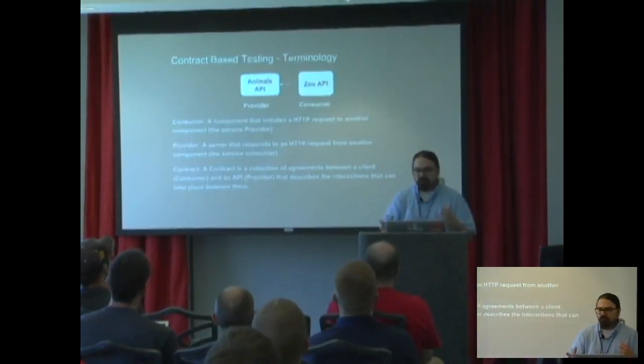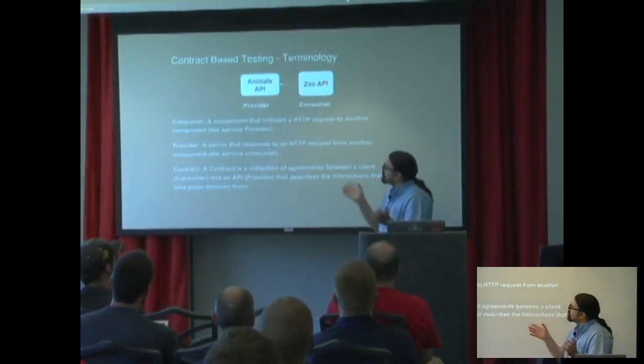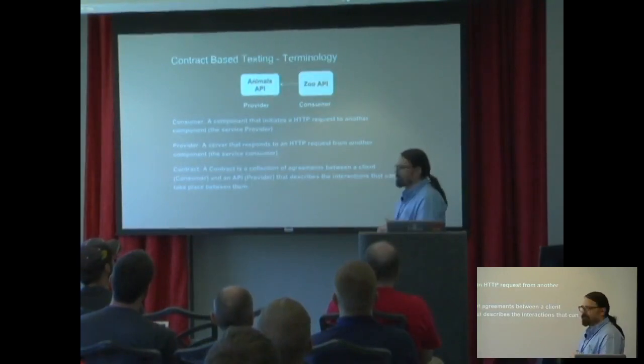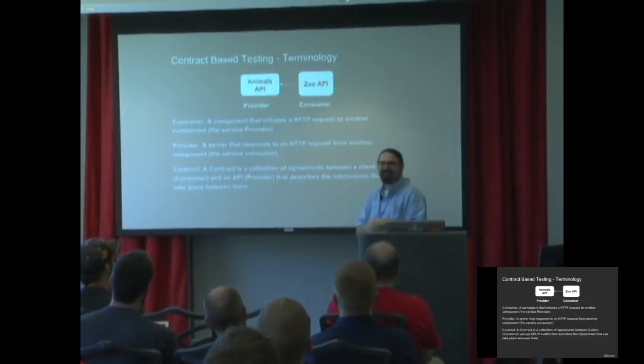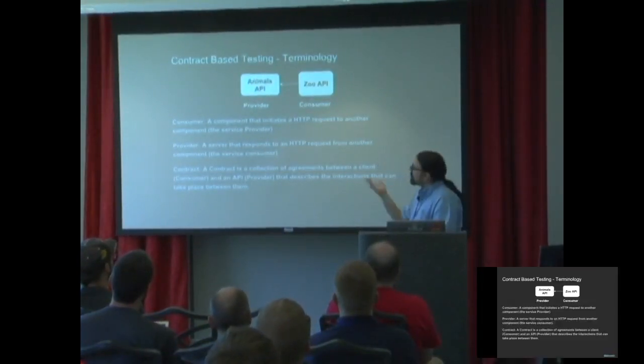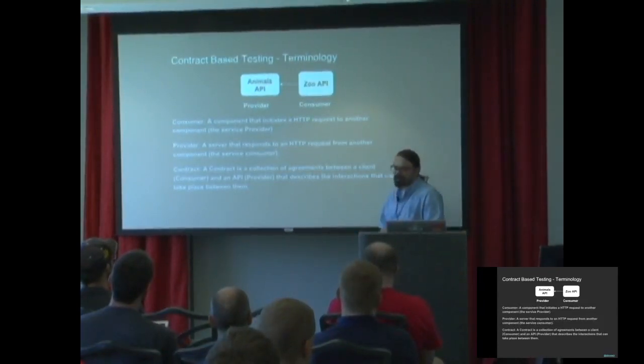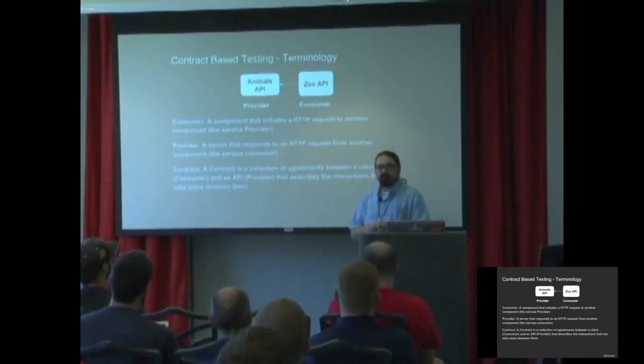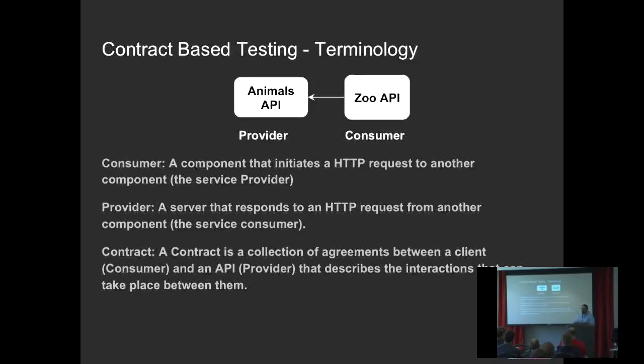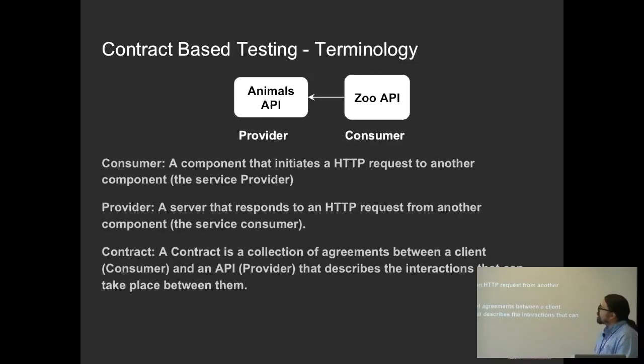I talked about some terminologies here, which might have caused some confusion. It definitely did for me when I first read about this. So you have the consumer, which is a component that initiates an HTTP request to another component. It's the initiator. We're not worried here about what type of method is being used. It could be a get, a post, a put, whatever. Basically, it's the initiator of the request. And then you have a provider, a server that responds to an HTTP request from another component.